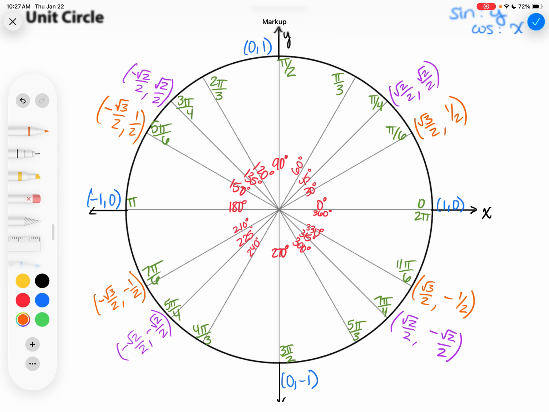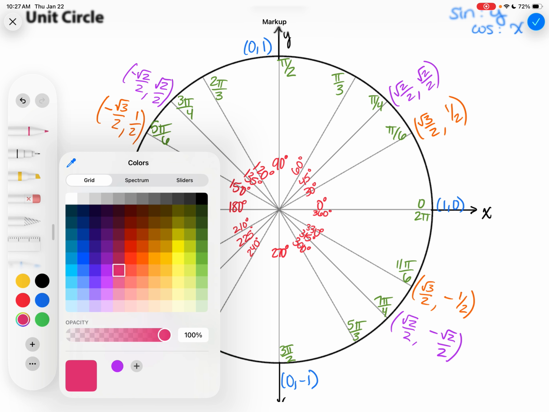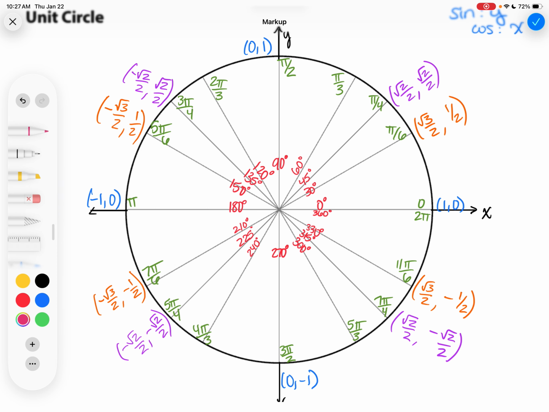I hope this pattern doesn't have anything for me to do. All right, changing colors again. Let's pick red.